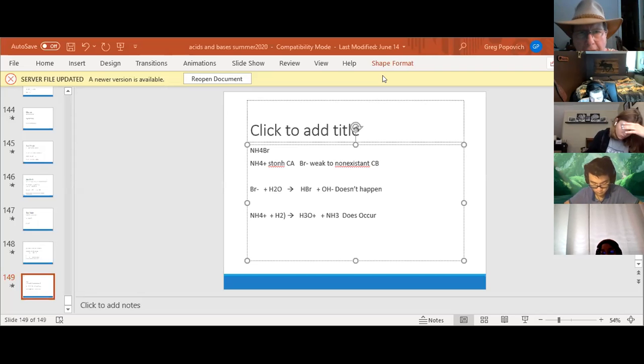So literally speaking, some salts will act as acids or bases, depending upon what their conjugate acid or conjugate base is. Make sense, guys? Even if it doesn't, you've got to live with it.